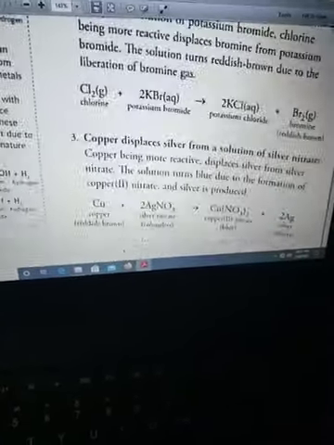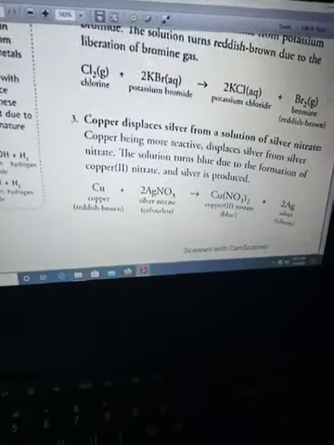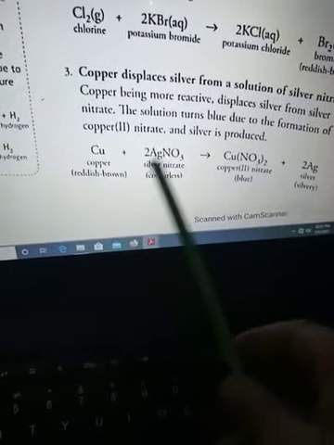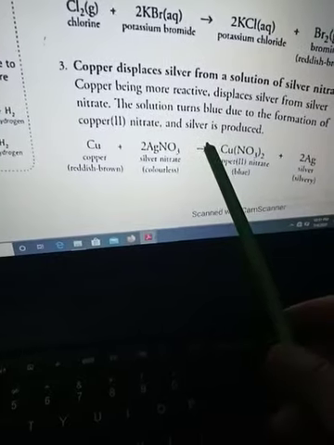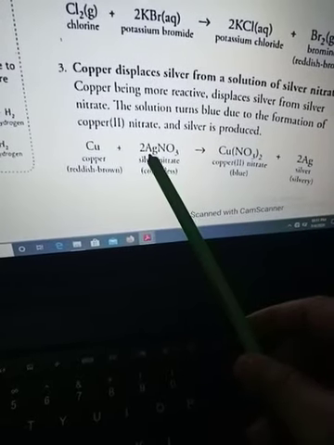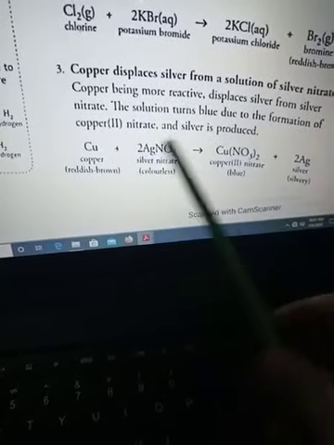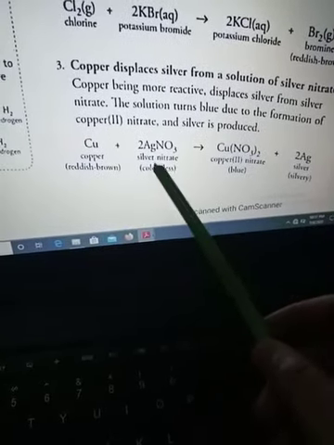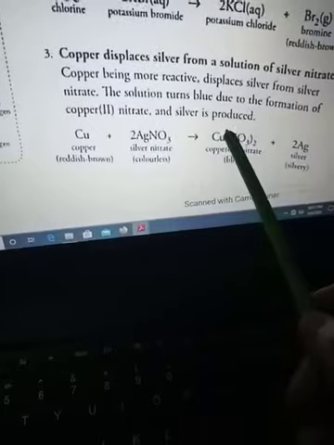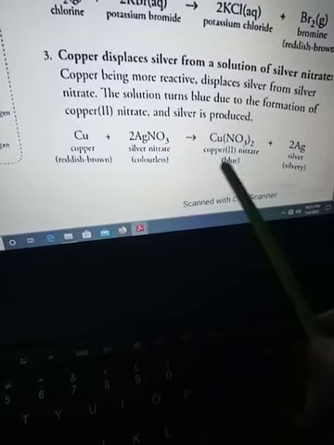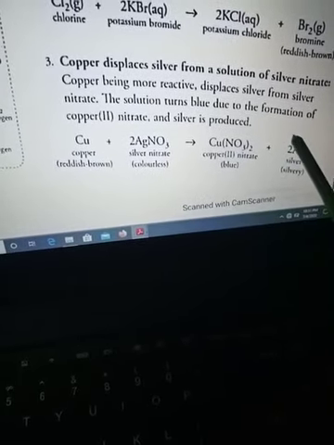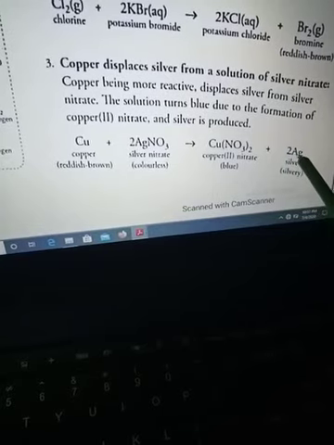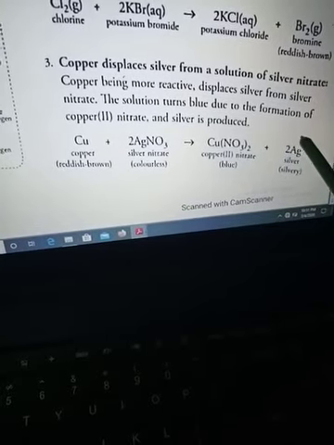Another example of displacement is copper. When reacted with silver nitrate solution, copper can displace the silver. So copper, which is reddish brown in color, and silver nitrate, which is colorless, when they react, form copper nitrate, which is blue in color, and we get silver, which is silvery in color.